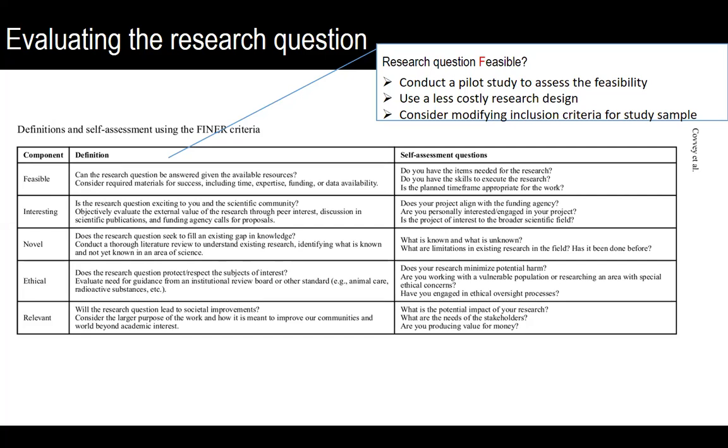Sometimes it might be very costly. So if I discover that conducting a randomized clinical trial is very expensive, I can resort to using a cohort study, a case control study, okay, to answer my question. Sometimes you also have to modify the inclusion criteria. If I calculate my sample size is too large, it's about 1,000, I might decide to change the sample size because maybe this is too costly. So therefore, I might not have the resources to conduct the study.